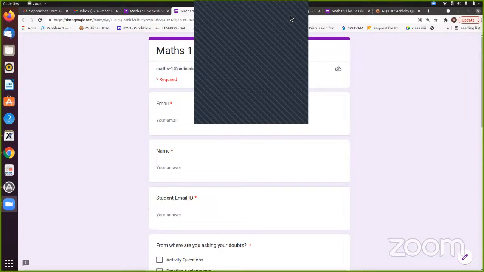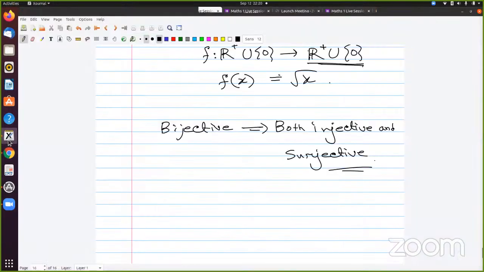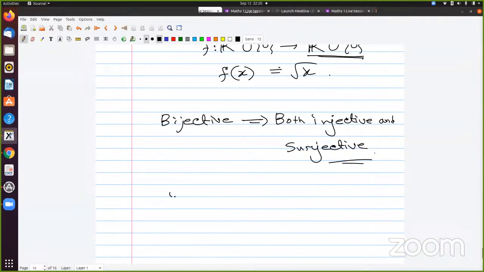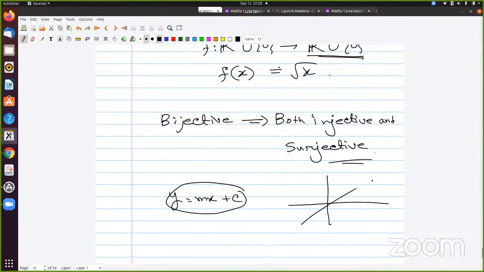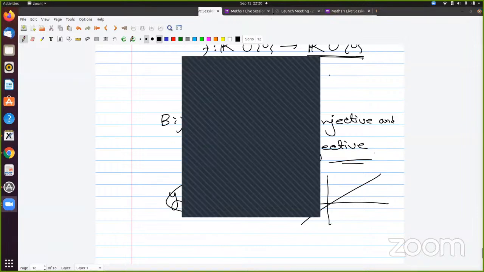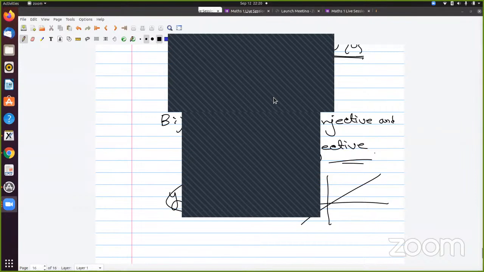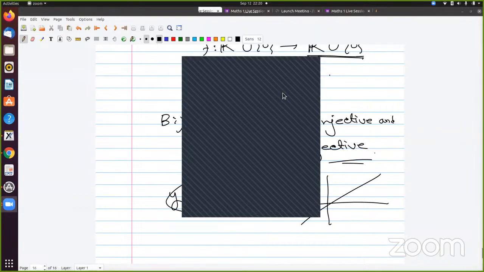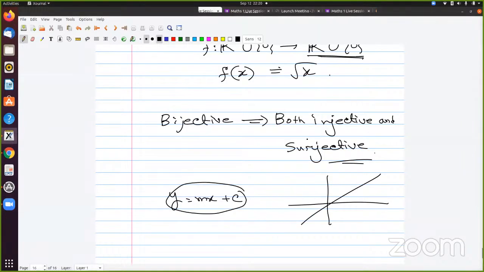Okay, so someone was asking about y equal to mx plus c, right? What does this mean? First of all, this was a straight line, right? Some straight line like this. Where this is basically your y, this is basically your x, right?